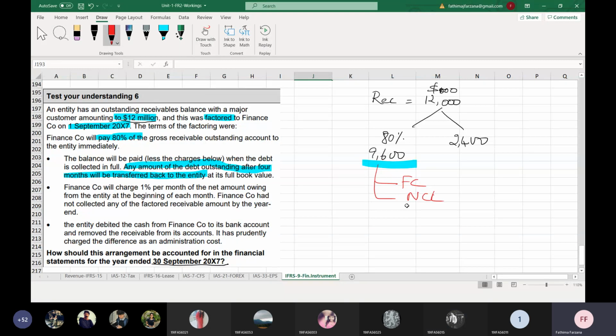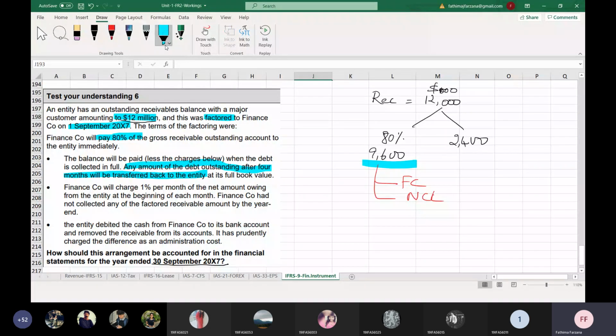Right, ma'am. Right. So this is what they are asking, how will you treat? And they said the finance company will charge 1% per month of the net amount owing from the entity at the beginning of each month. So 1% per month you have to pay interest. So the finance company had not collected any of the factored receivable amount by the end of the year. They didn't collect anything. The entity debited the cash from the finance company to its bank account and removed.